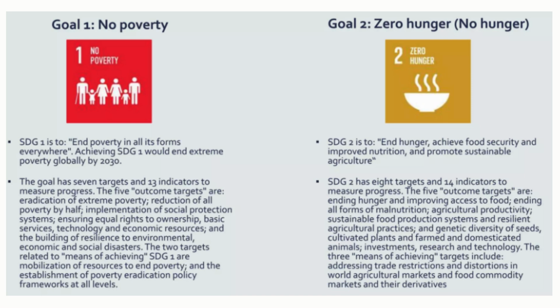The 5 outcome targets are ending hunger and improving access to food, ending all forms of malnutrition, agricultural productivity, sustainable food production systems and resilient agricultural practices, and genetic diversity of seeds, cultivated plants and farmed and domesticated animals, investments, research, and technology. The three means of achieving targets include addressing trade restrictions and distortions in world agricultural markets and food commodity markets and their derivatives.